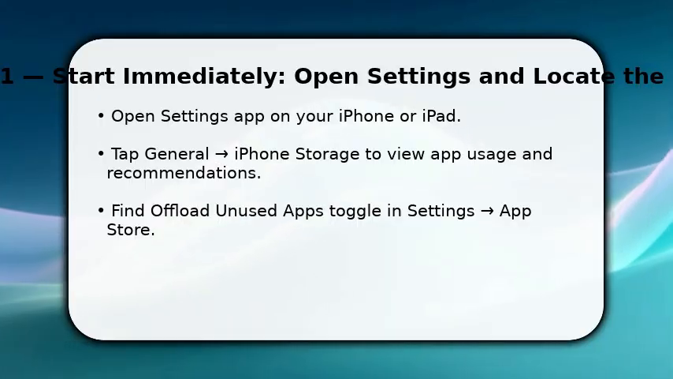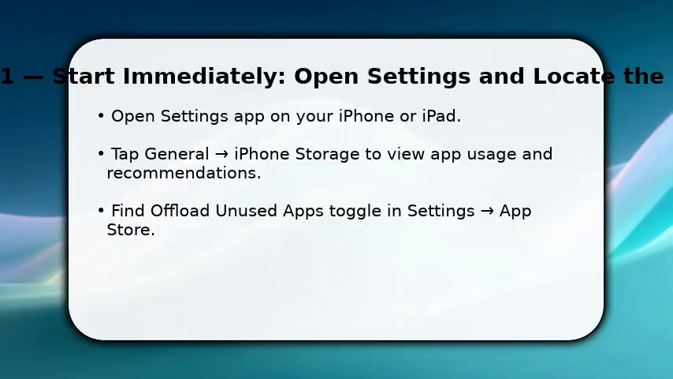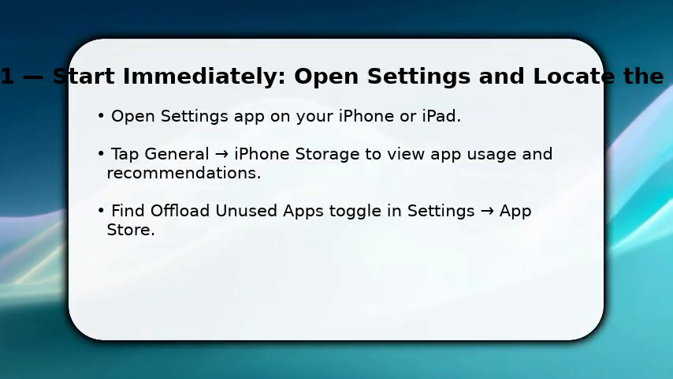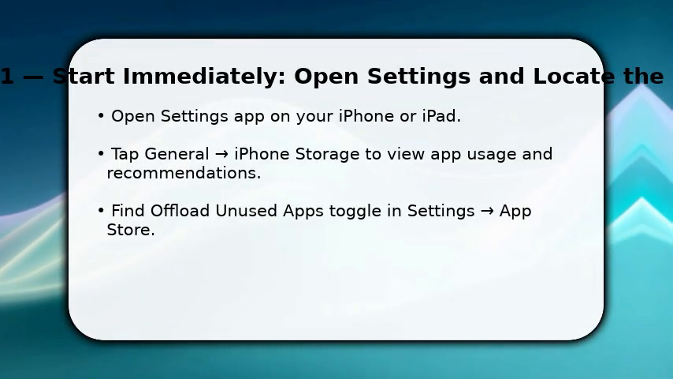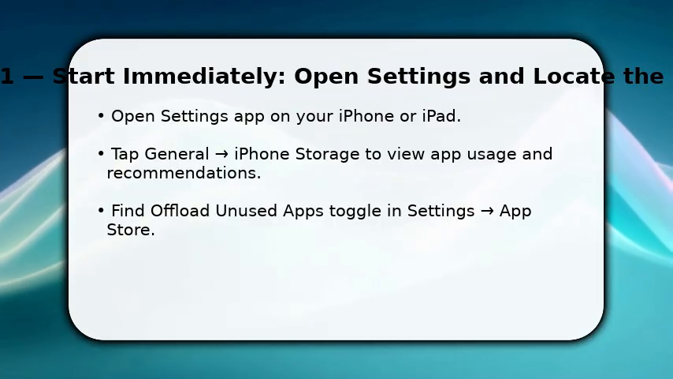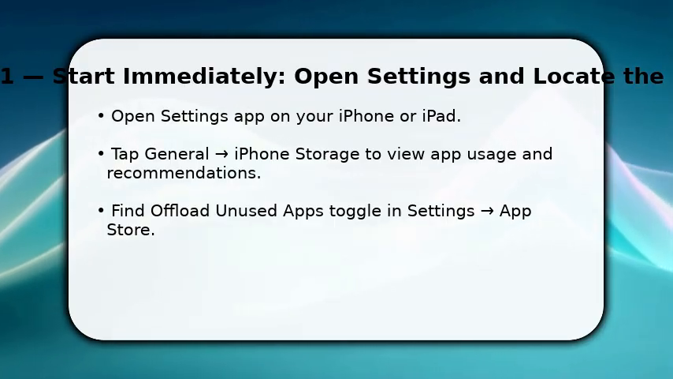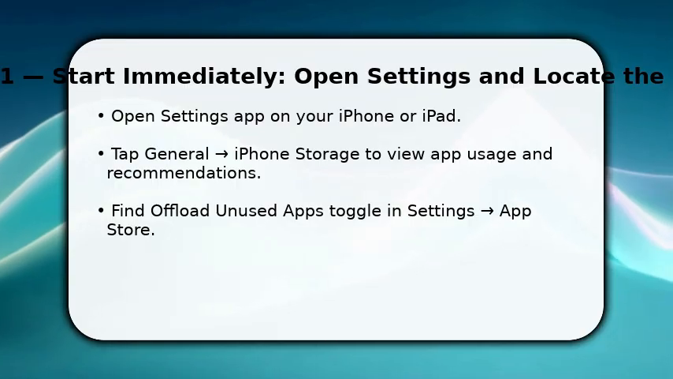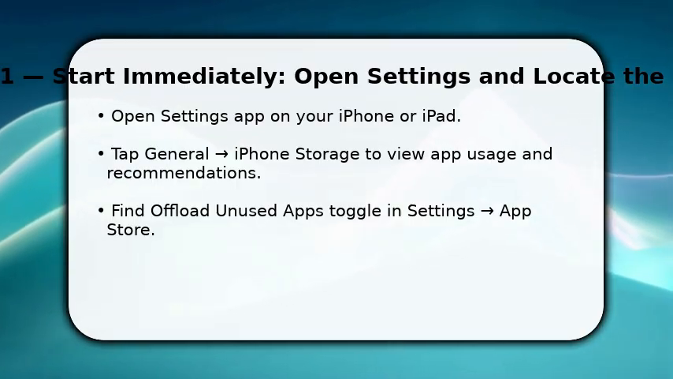You start now, unlock your device and open Settings. Once done, go to General, then iPhone Storage to confirm space and app behavior. Make sure to note which apps are offloaded automatically. This helps you decide. Next, navigate back and open App Store Settings. That's where the Offload Unused Apps toggle lives.